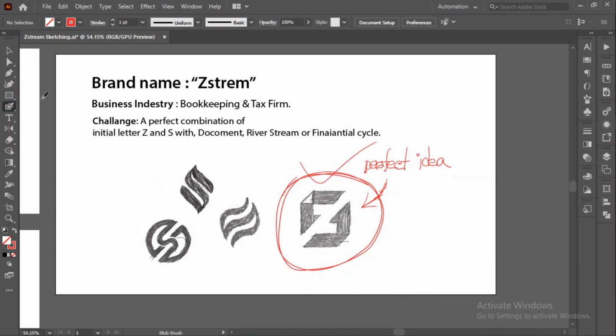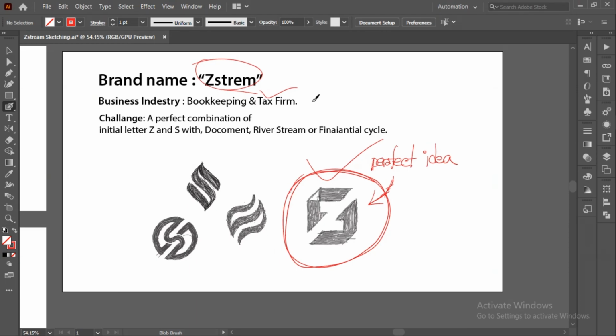So dear viewers, here you can see the brand name is JetStream, and they provide bookkeeping and tax preparing service. My client shared a link of some logo ideas they really like. Now let me show you the ideas.